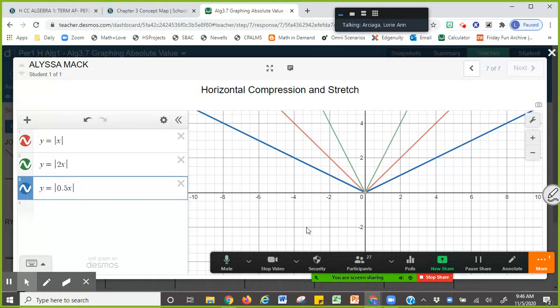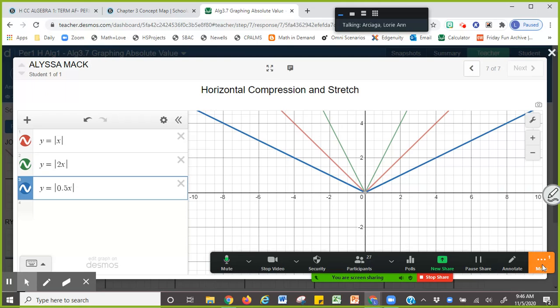Okay, see what's going to happen? The lower the value is, the closer it is to the x-axis. All right, so earlier it was the other way around. If the 2 was outside, it was closer to y. But now, if the number 2 is inside the absolute value bars, it's farther from the x.